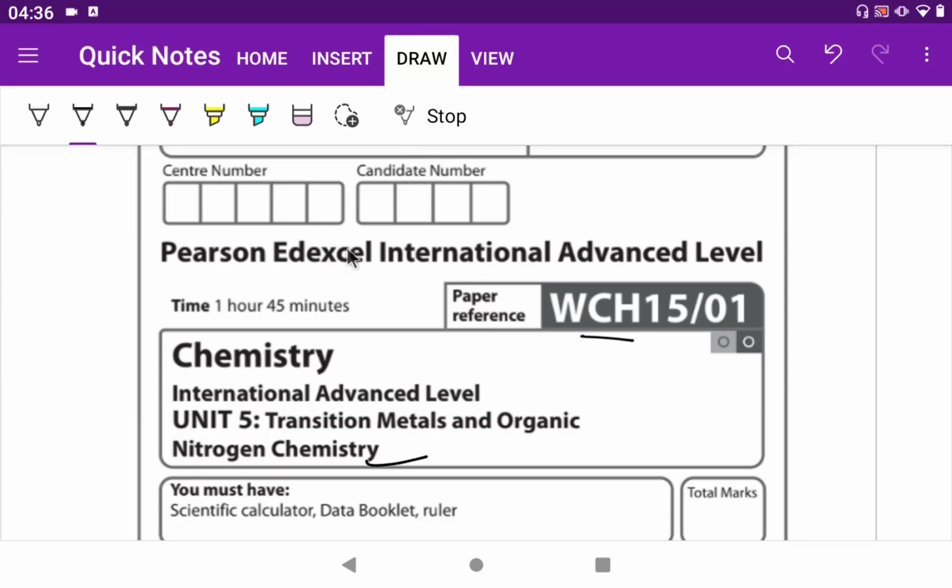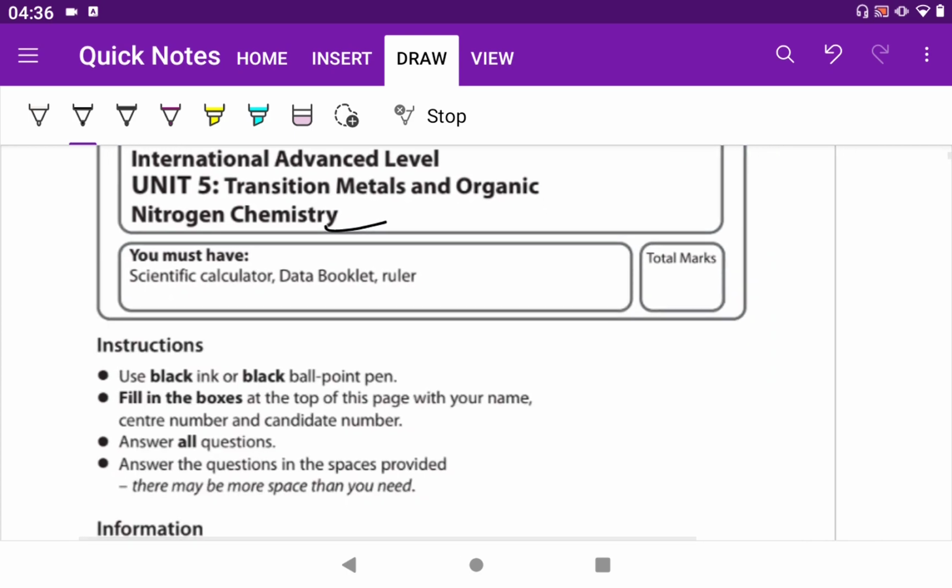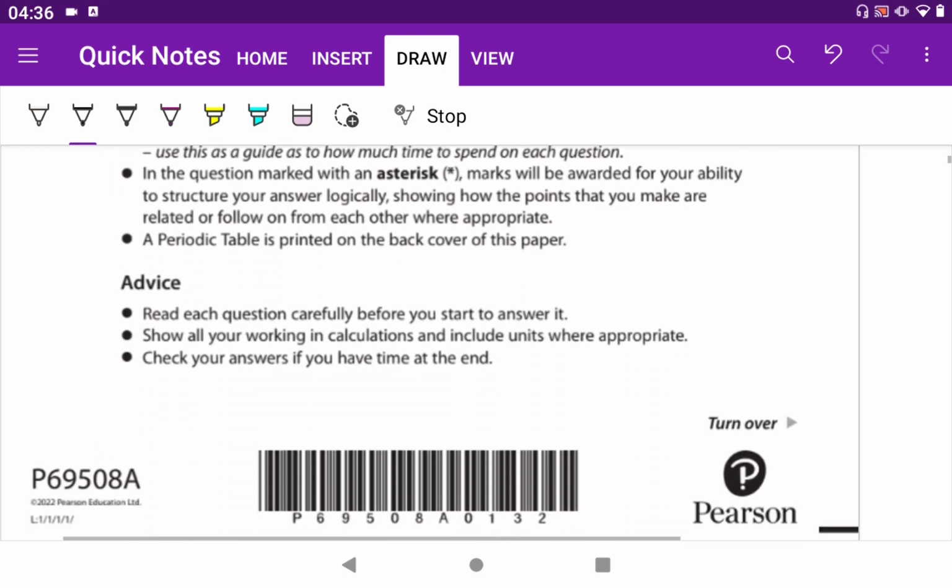So hello friends, today we are going to solve chemistry unit 5. The paper code is WCH15/01 and the topics are transition metals and organic nitrogen chemistry. And you can read these instructions, information and advice.